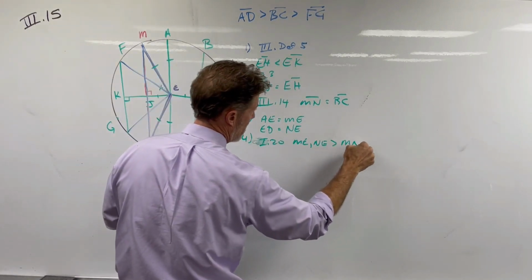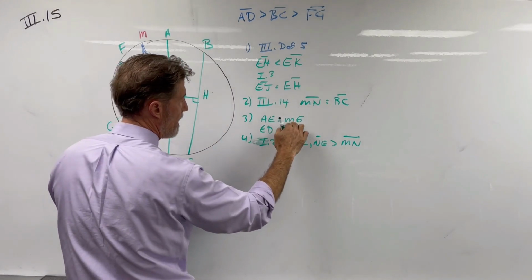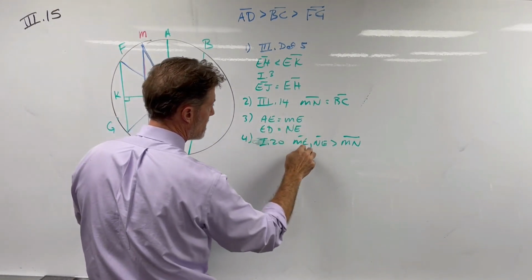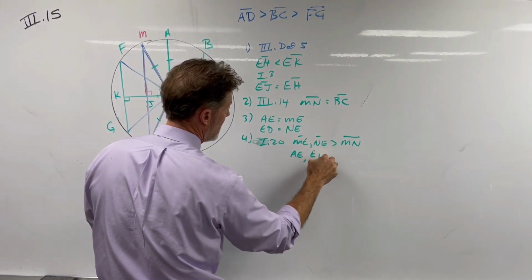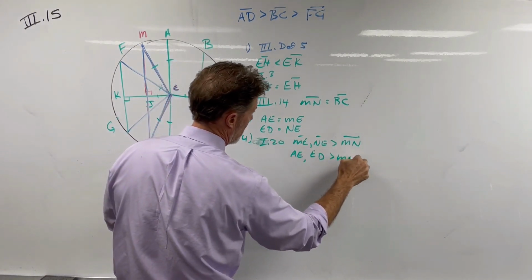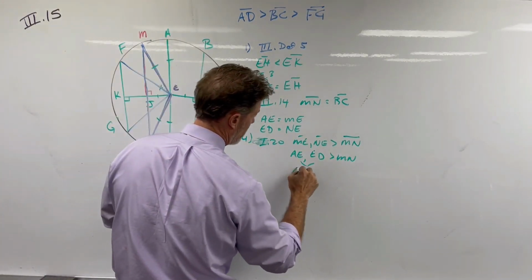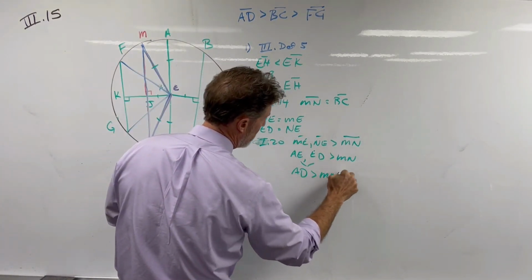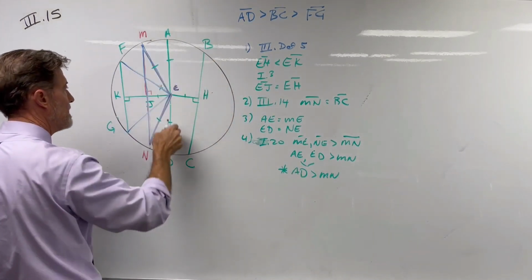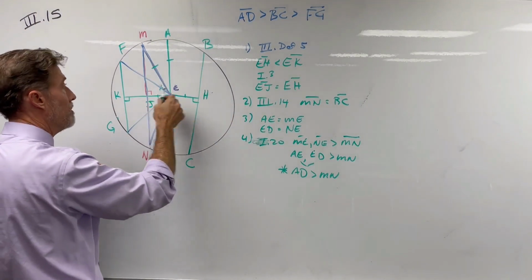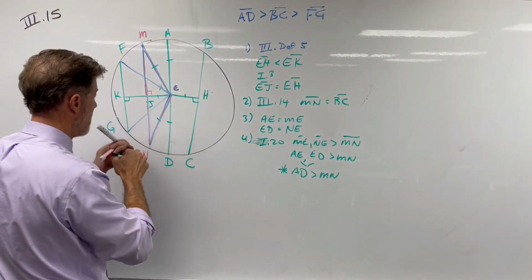But since ME and NE are both equal to this, we can just say that this is the same as AE plus ED is greater than MN. But AE plus ED is simply AD. So AD is greater than MN. So let's hold on to that. So we've proven this line is greater than this line. And remember, this line is equal to this line, so this line is going to be greater than this line.